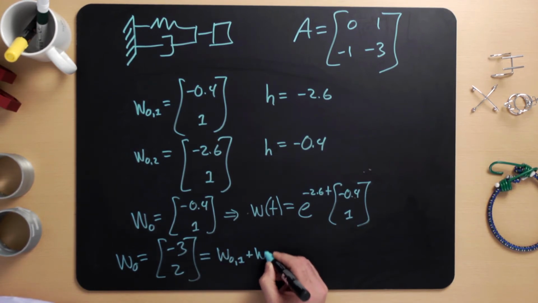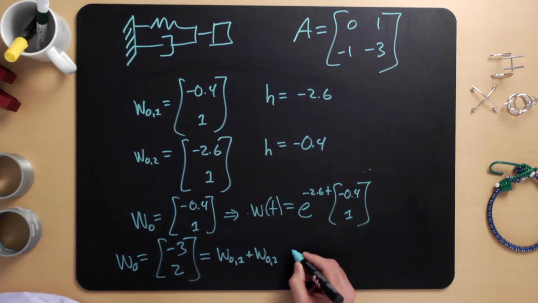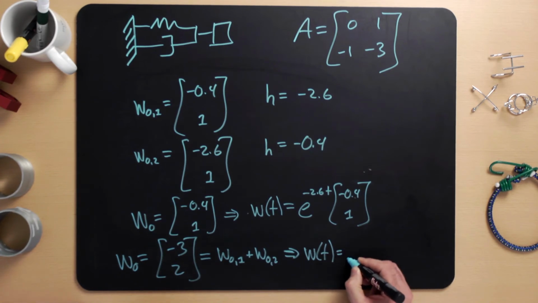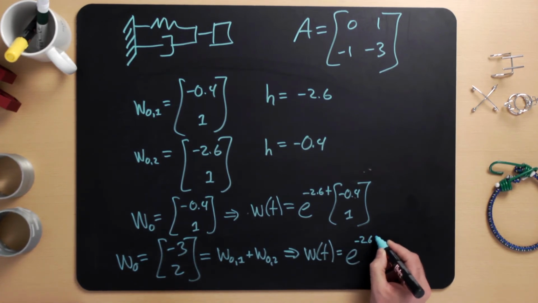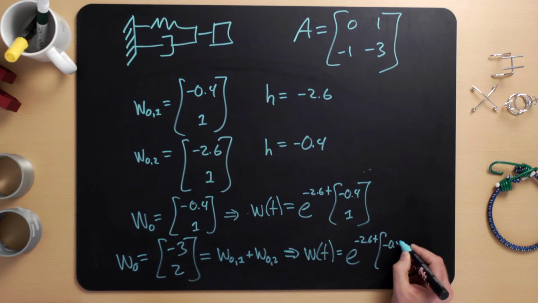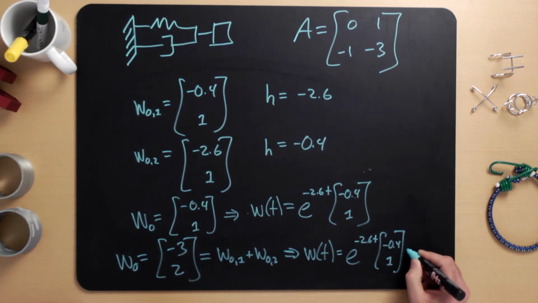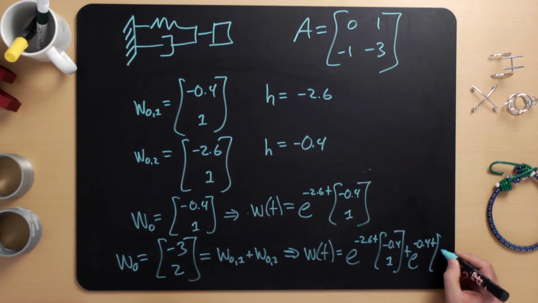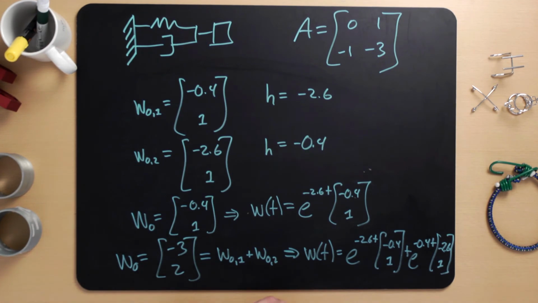Lastly, let's say that w0 is equal to [-3, 2], and that's equal to w01 plus w02, then that would imply that w of t is equal to e to the -2.6t times w01 plus e to the -0.4t times w02. This example suggests that we should be able to compute any solution of a differential equation from the exponential solutions for each eigenvector-eigenvalue pair. And this is in fact true.